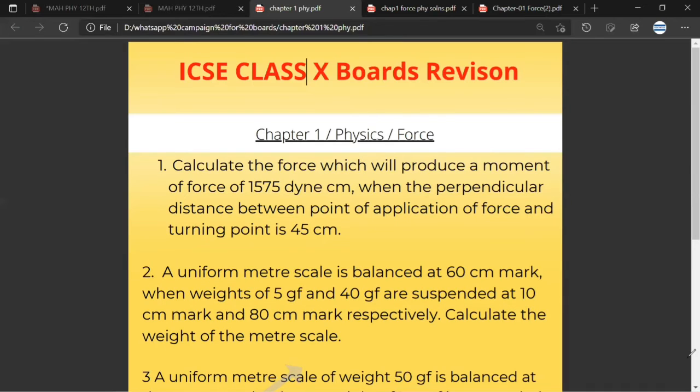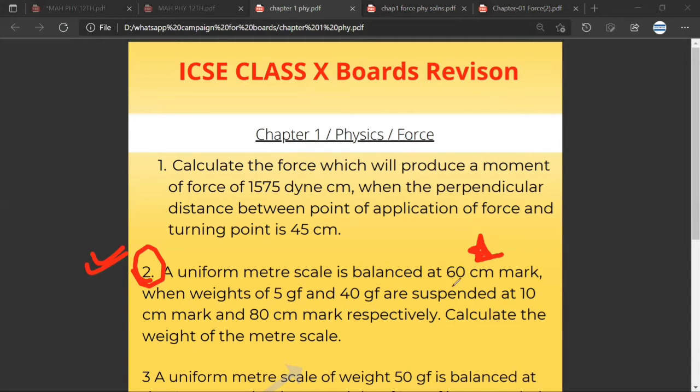So now let us look at the second question. Second question is, okay, Mr. Sivang, can you read the second question? Uniform meter scale is balanced at 60 centimeter mark when weights of 5 gram force GF and 40 GF are suspended at 10 centimeter mark and 80 centimeter mark respectively. Calculate the weight of the meter scale.